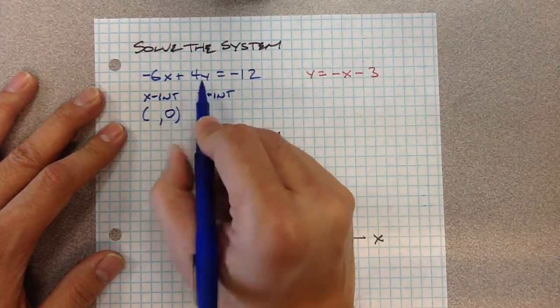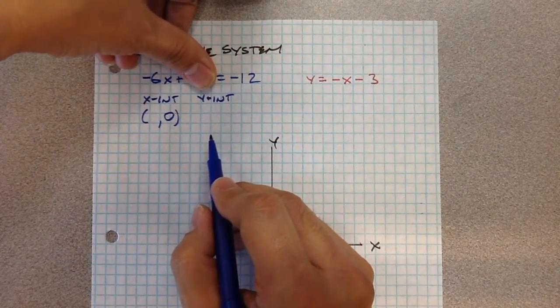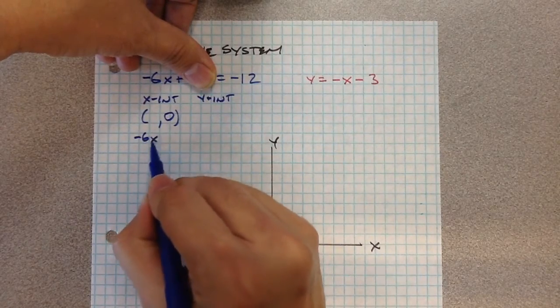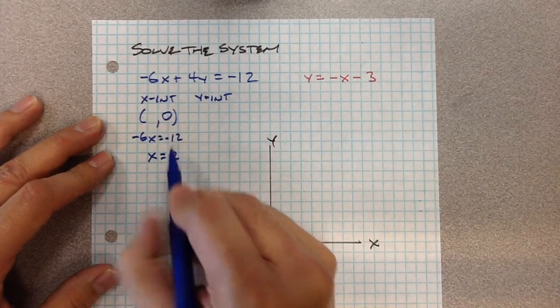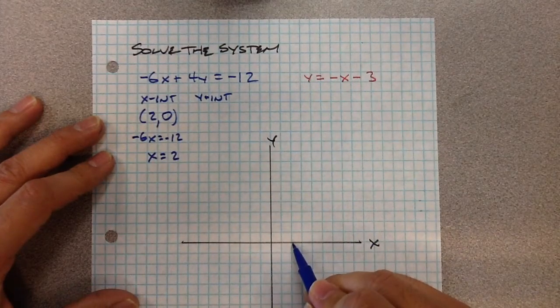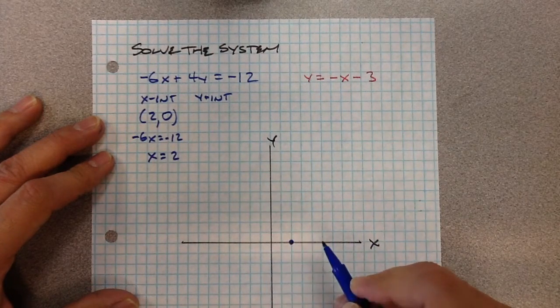So here we plug a 0 in for y, this disappears. We would get negative 6x equals negative 12, which when I solve that, x equals positive 2. So over here I'd put a dot at (2, 0).